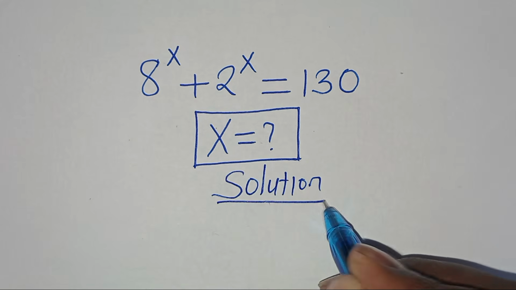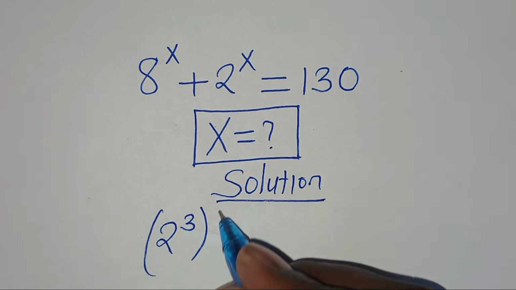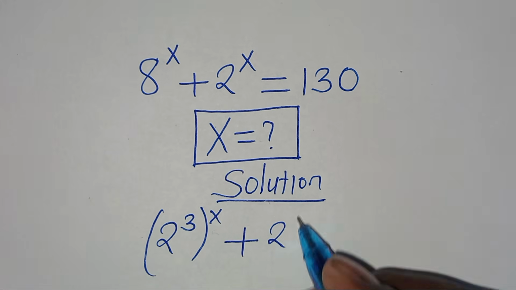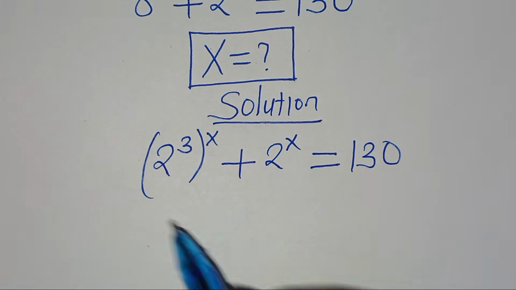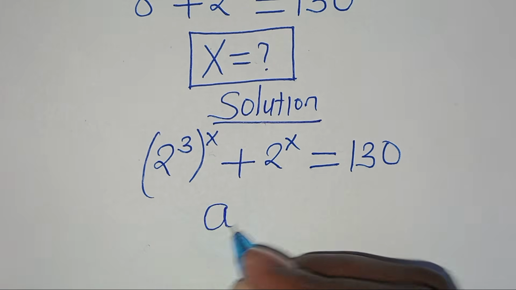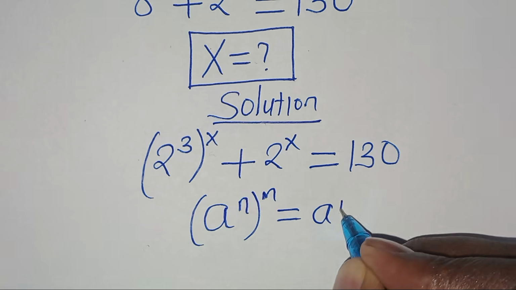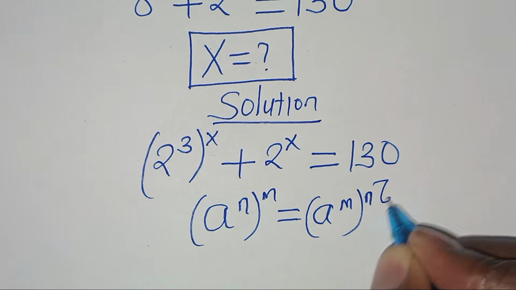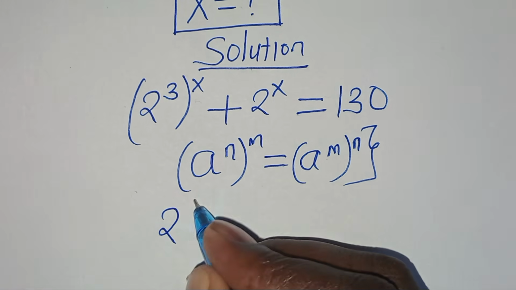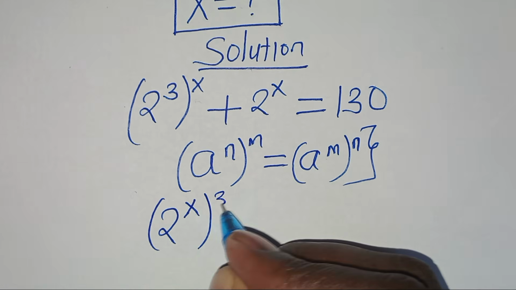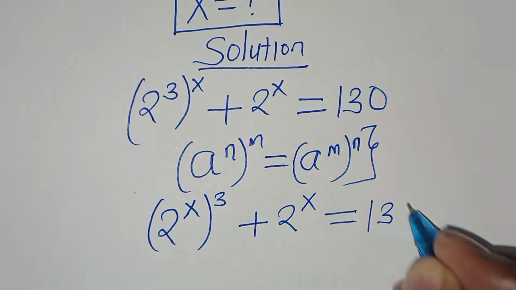Now the first step is that we can express 8 to the power of x. This is 2 raised to the power of 3 raised to the power of x, then plus 2 raised to the power of x. This is equal to 130. So 2 to the power of 3 to the power of x is in the form of a to the power of n raised to the power of m, which we can express as a raised to the power of m, then raised to the power of n. Applying this exponent property, we have 2 raised to the power of x raised to the power of 3 plus 2 raised to the power of x. This is equal to 130.